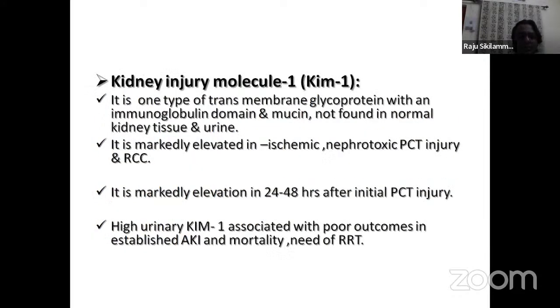Then we are going to discuss kidney injury molecule 1. It is a type of transmembrane glycoprotein with immunoglobulin and mucin domains. It is not found in normal kidneys and urine. It is markedly elevated in conditions like ischemia, nephrotoxic proximal convoluted tubule injury, and renal cell carcinoma. It is markedly elevated 24 to 48 hours after the initial PCT injury. High urinary kidney injury molecule 1 is associated with poor outcomes in established AKI, mortality, and need for RRT.